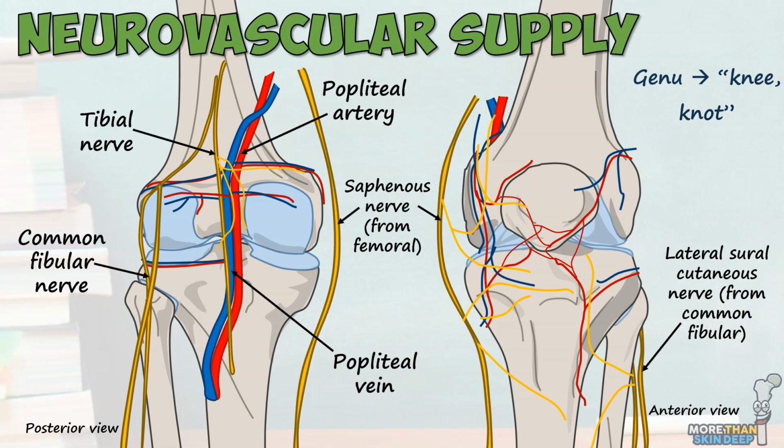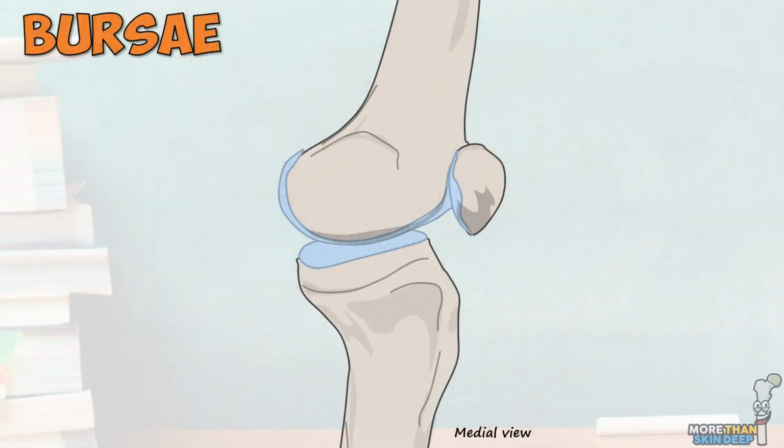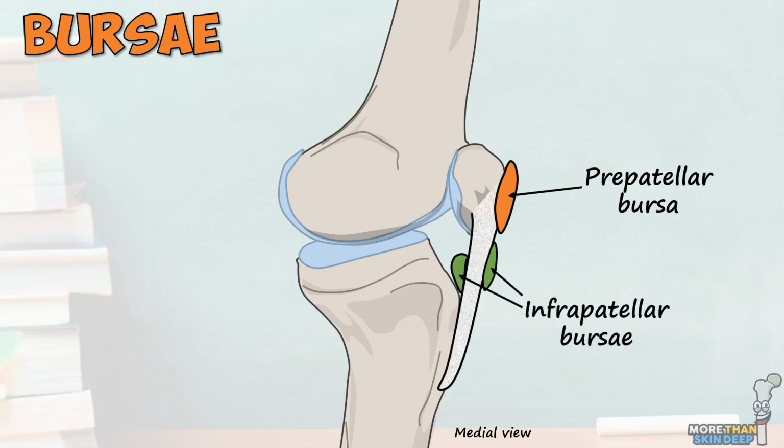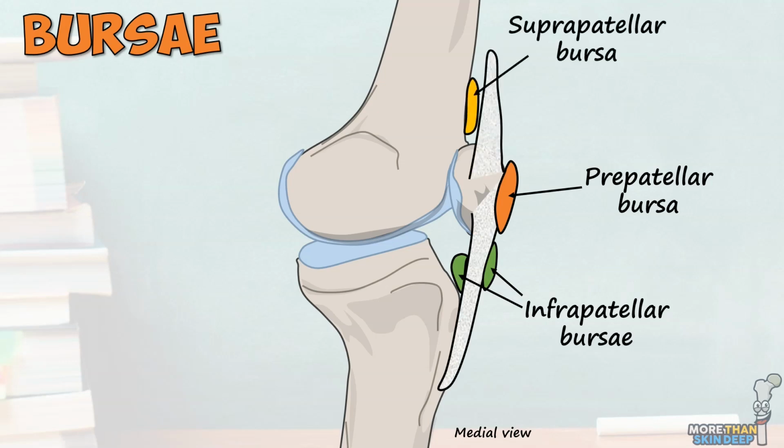Now that's nearly it, but the last thing you may hear mentioned in relation to the anatomy of the knee are its numerous bursae. These are synovial fluid-filled sacs that cushion the various moving parts of the knee to reduce wear. Let's start by looking at the knee from a medial perspective. The first is the large prepatellar bursa, which sits between the patella and the skin. Then there are the two infrapatellar bursae, which sit superficial and deep to the patellar tendon, and one suprapatellar bursa, which sits deep to the quadriceps tendon.